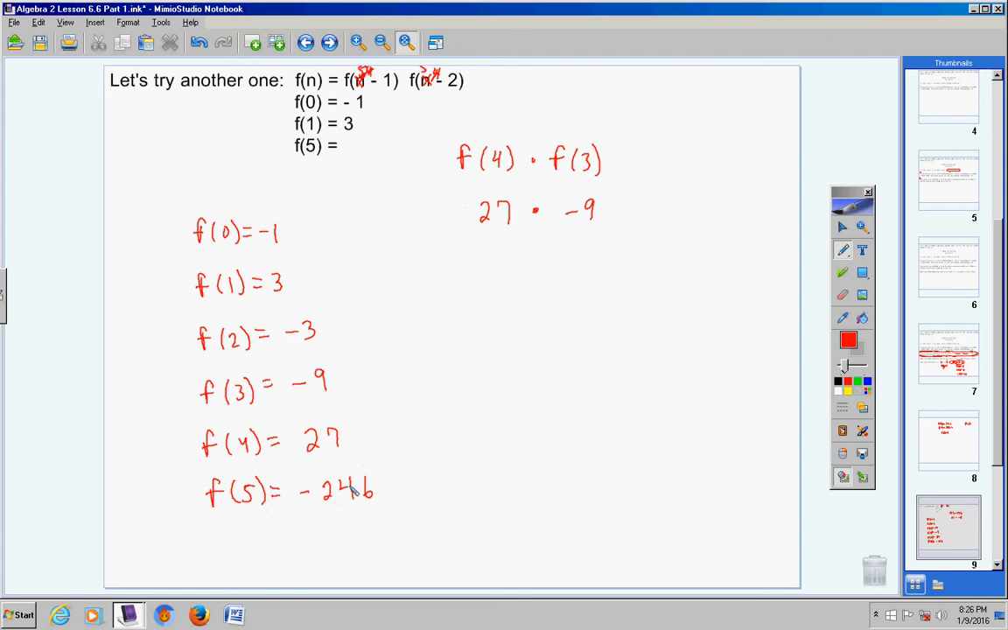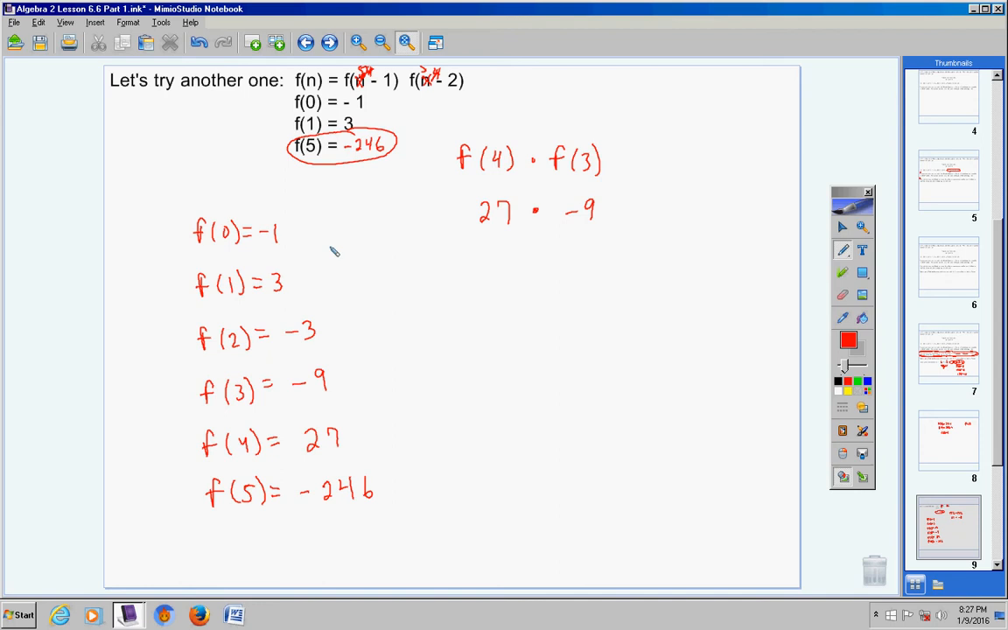But anyways, while I'm checking it, do you see what I did here, guys? I was asked to find f of 5. But I really couldn't do that until I found some previous values first. And that's what I had to do. Okay? And that's very normal in a recursive function for it to be that way.